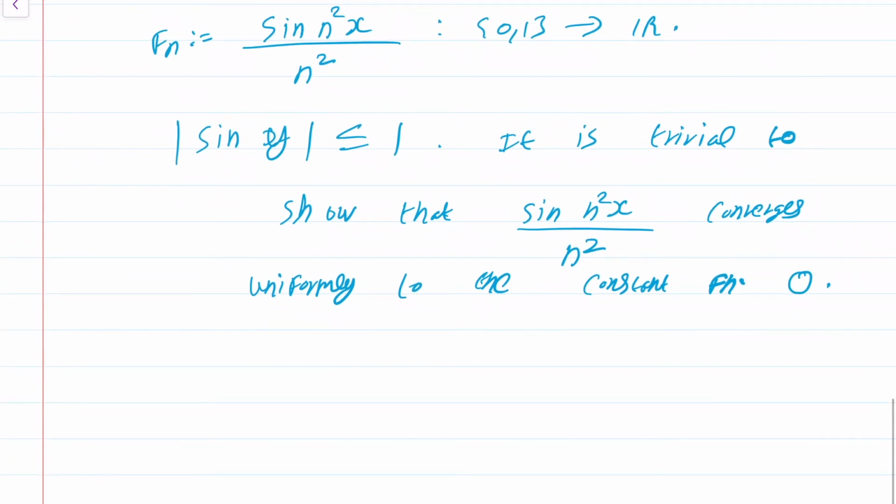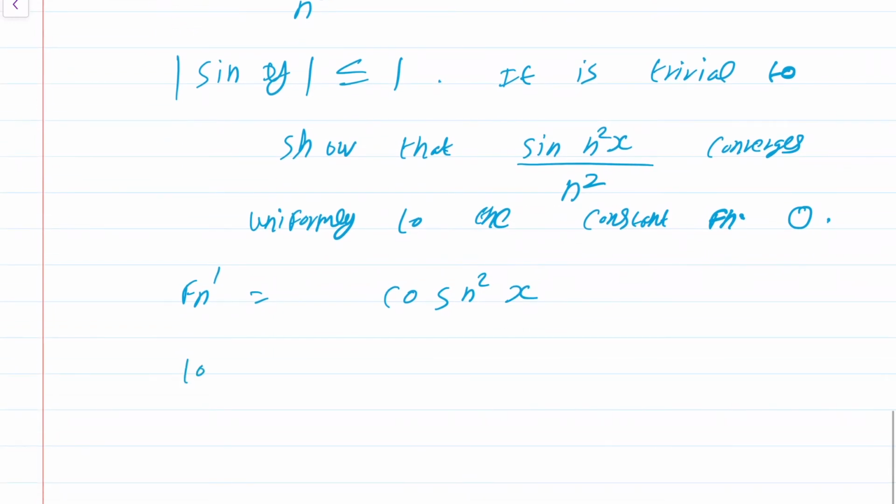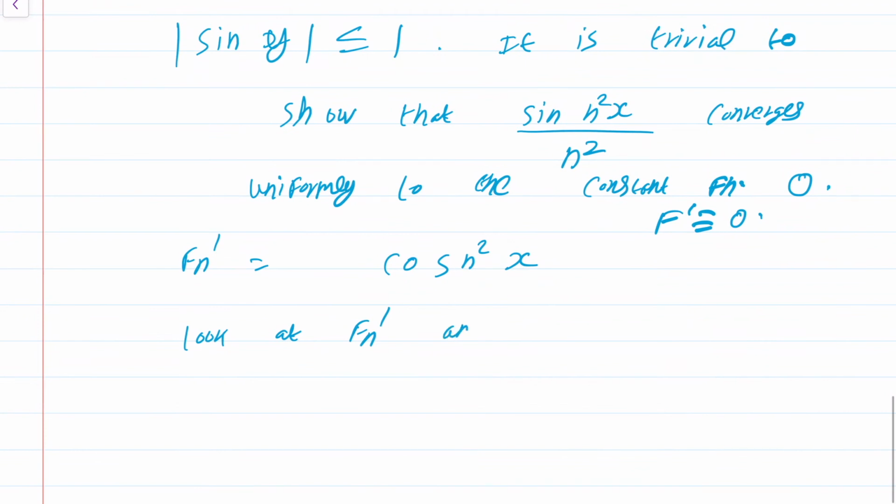Okay, now where's the catch? Well, what is the derivative of fn? Well, fn prime is just cos(n squared x), and the n squared in the denominator will vanish by the chain rule. Well, look at fn prime. And look at f prime. F prime is, of course, identically 0, because the sequence fn converges to the identically 0 function. Look at fn prime and consider fn prime of 0. But we all know that cos 0 is 1.